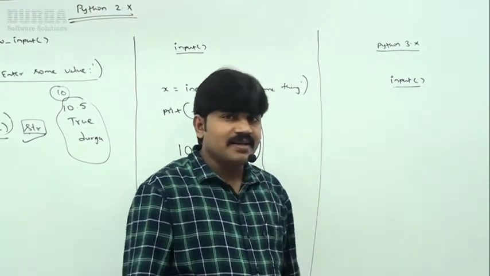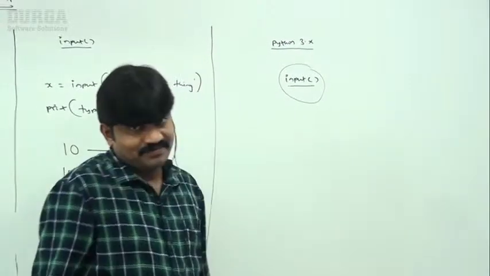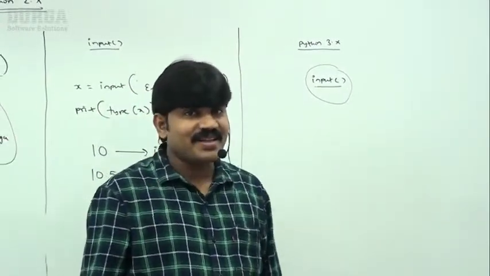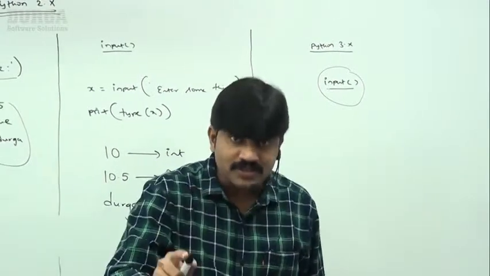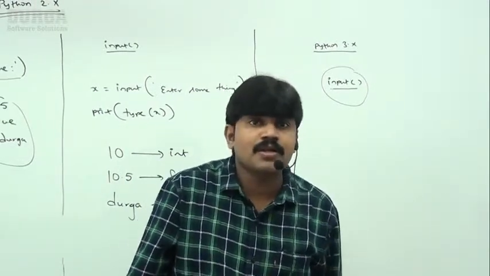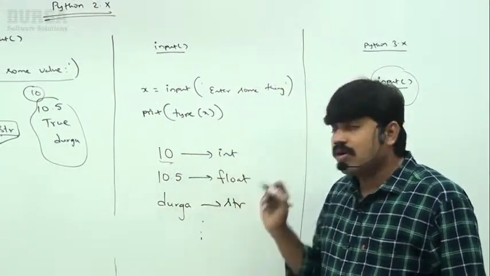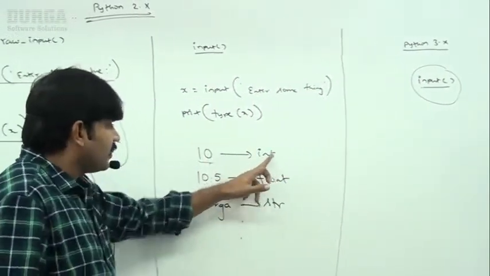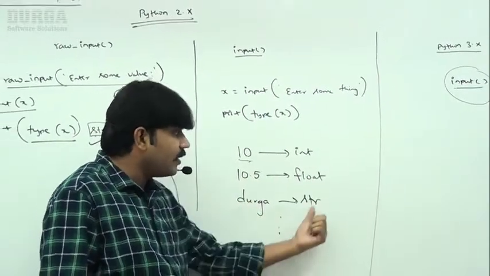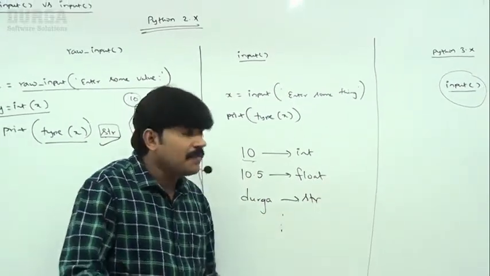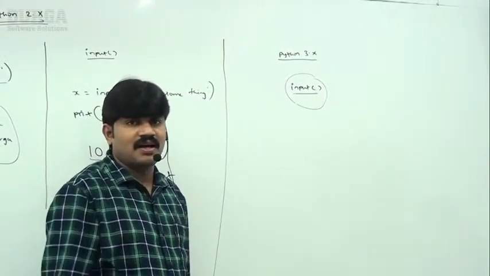Can you please tell me what is the return type of this input function? Sir, in Python 2.x, the input function's return type is based on your provided value. If you provide an int value, the return type itself will be int. Sir, if you provide 10.5, float. If you provide the string Durga, then str type, right? Is this same story applicable for the Python 3.x input function or not?